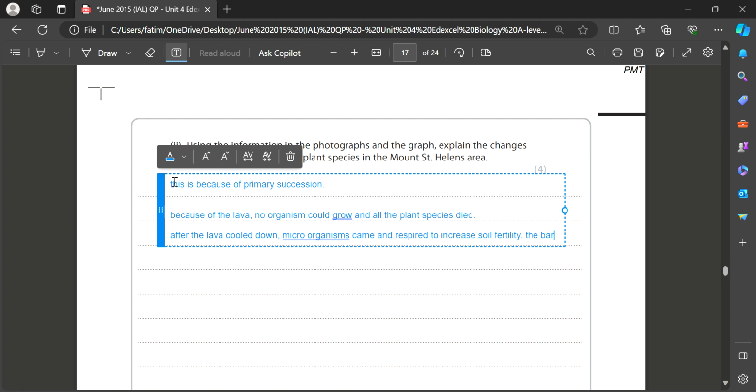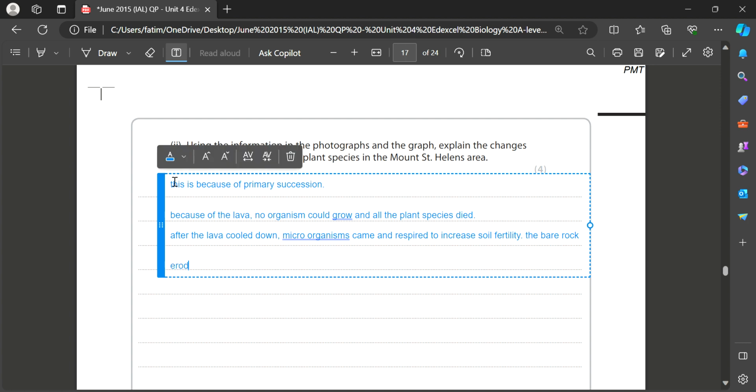The bare rock eroded, and so pioneer species, you should mention the fancy words, pioneer species. What could that be? Moss and lichens. Those are the ones that we learned about. So moss and lichens are able to grow.